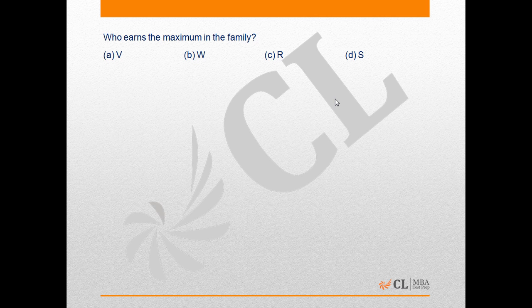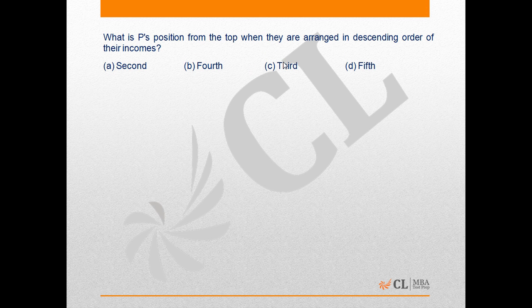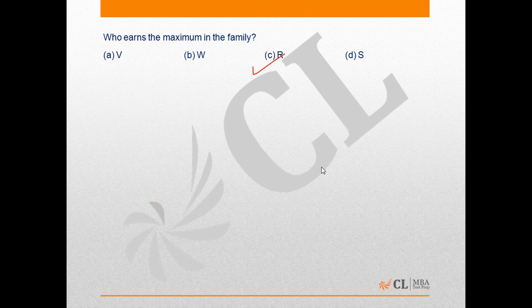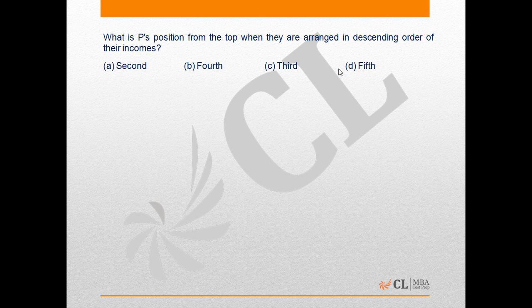In the first question it is asking who earns the maximum in the family. It is R, whose profession is doctor. In the second question it is asking what is P's position from the top when they are arranged in descending order of their income. From the arrangement it could be seen that it is fifth from the top. Therefore option D is the correct answer.